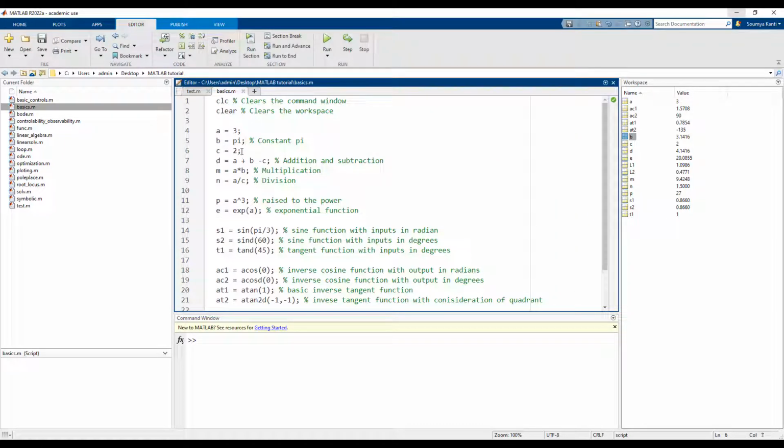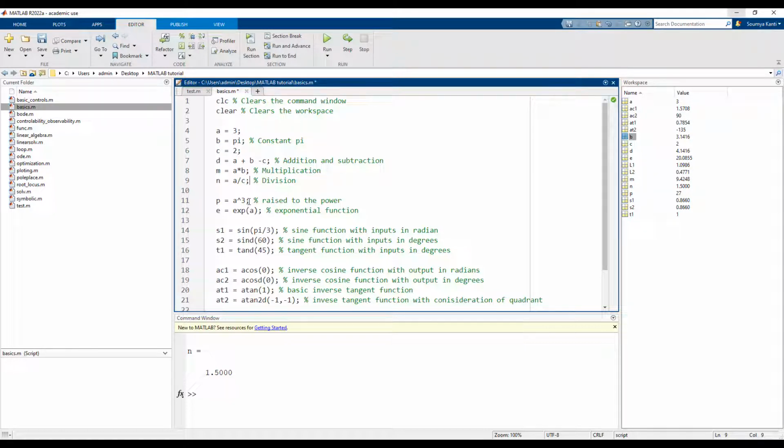And similarly, I have c, which is 2, and I can do some kind of addition and subtraction operations like this. Similarly, I can do a times b, which is multiplication of scalars, and I can do division like a divided by c. So this is 1.5. So it was a by c, so 3 by 2, this is 1.5. Okay. So these are scalars.